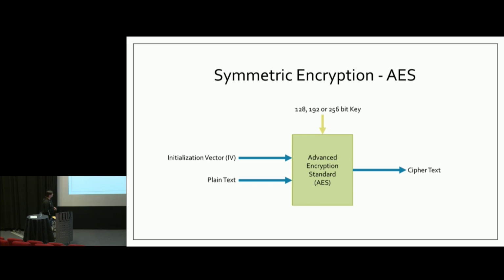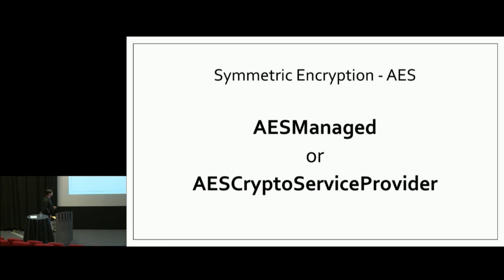And we also pass in the plain text, so that's the data that we want to encrypt. So it could be a string, a byte array, a file that's been serialized. We run that through AES with the key, and then we get our ciphertext back out the other side. Now in .NET, we have a choice of 2 versions of this that we can use. So we have AES Managed and AES Crypto Service Provider. Now fundamentally, they're both doing the same thing, but AES Managed is a native .NET implementation, whereas AES Crypto Service Provider uses the underlying Windows crypto platform.